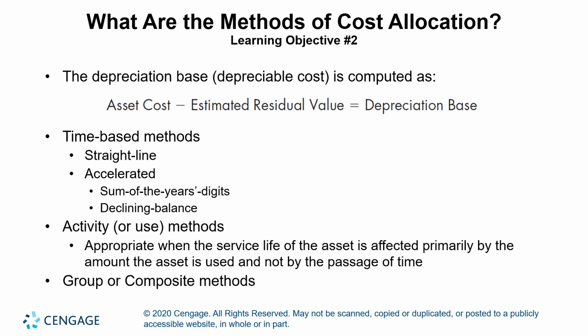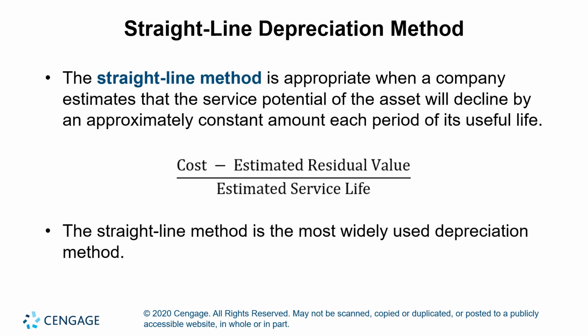So straight line depreciation, which should be a review, is appropriate when a company estimates the service potential of the asset will decline by approximately a constant amount each year during its useful life. So you take the cost minus the estimated residual value, which gives you your depreciable basis, and you divide by the estimated service life. The straight line method is most widely used. Here's an example of straight line.